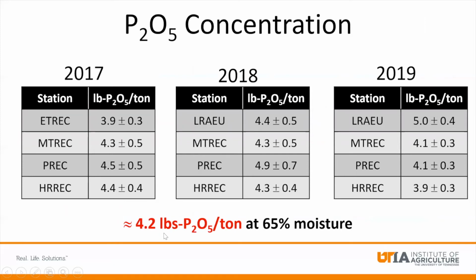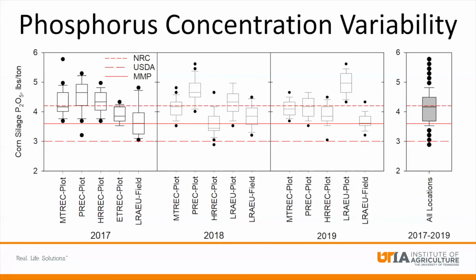So going on and looking at the average for all of the stations for each year, a global average is 4.2 pounds of P2O5 per ton of silage at 65% moisture. That's a pretty good estimate of what the corn silage concentration is going to be. But again, flipping back to this graph, the emphasis here is on the variability. There's a tremendous amount of variability through time. And also at the same station, there's variability in some years, even at the same locations and within the same fields in terms of the silage phosphorus concentration.